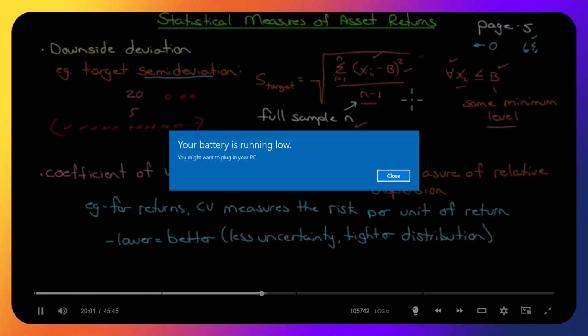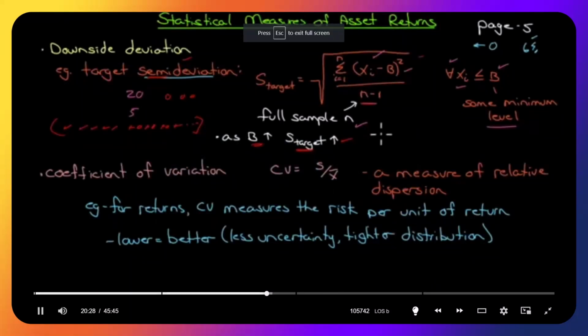That's why you're dividing by n minus 1. As B increases, as your target return increases towards the highest value in the data set, your target downside deviation, or your target semi-deviation, as the reading likes to call it, will increase and approach the full sample standard deviation.